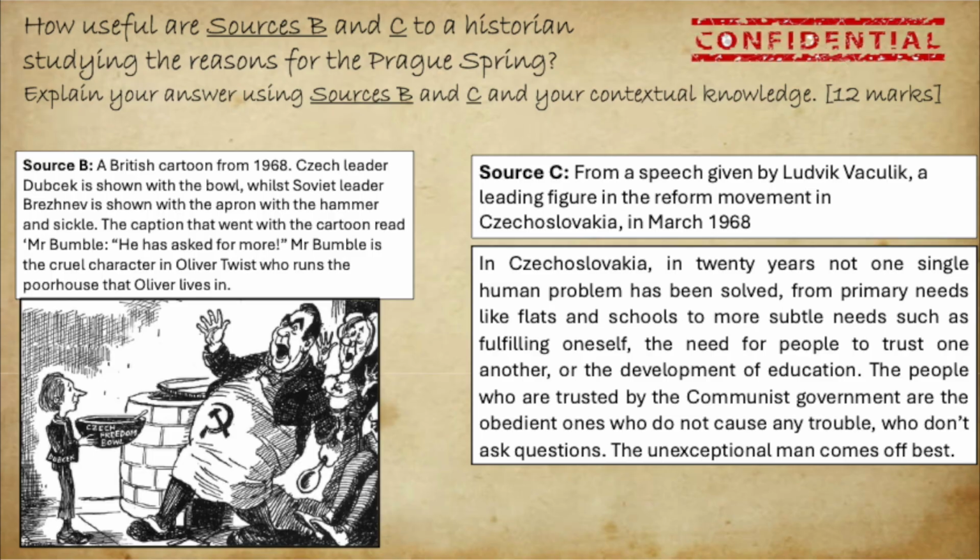How useful are sources B and C to a historian studying the reasons for the Prague Spring? Explain your answer using sources B and C and your contextual knowledge. Now, when revising, you should be doing practice questions like this. And when you practice source-based questions, take a few minutes to unpack each source first before writing your response. Let's have a go at unpacking source B.